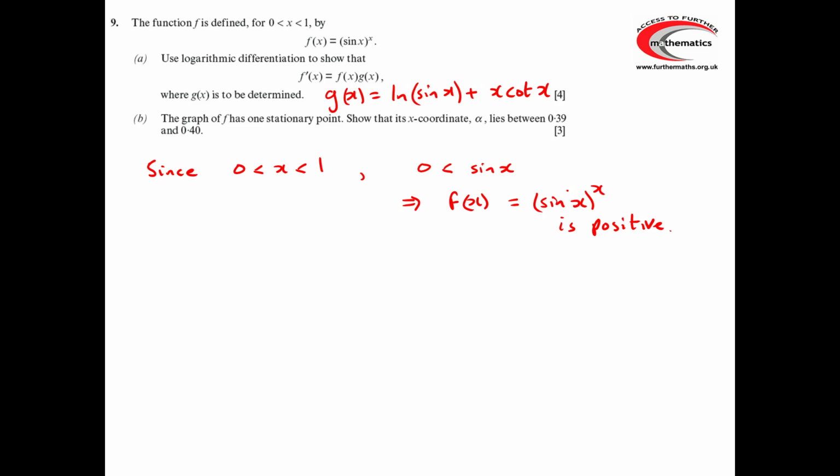Okay, now the first thing to notice here is that we've got x lies between 0 and 1. Now 1 is definitely smaller than pi by 2, so we can be quite certain in our own mind that sine x is going to be a positive number, and therefore f of x, which is sine x to the x, is definitely a positive number, whatever the value of x is between 0 and 1.